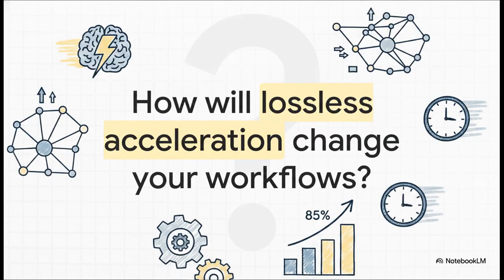So we've seen how smart drafting, precise confidence scaling, and load-aware hardware scheduling all combine to completely rewrite the latency equation. As you consider the impact of reducing your inference bottlenecks by up to 85%, I want you to think about your own projects. How will this massive, completely lossless leap in speed transform your own AI development and the very limits of what you can build tomorrow?